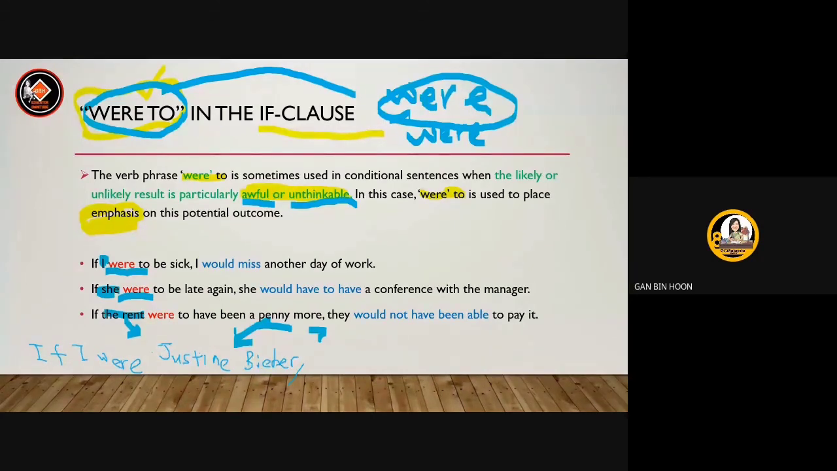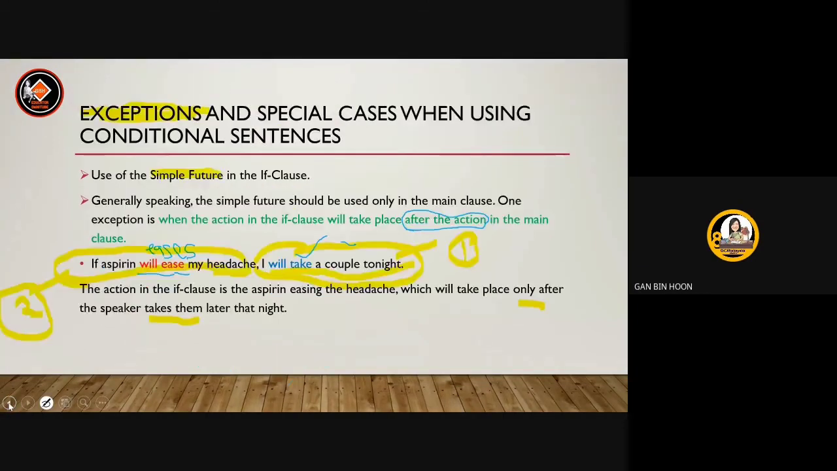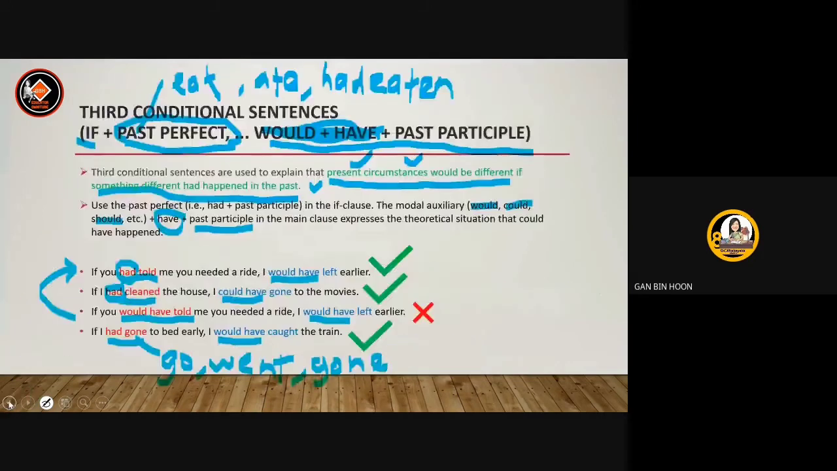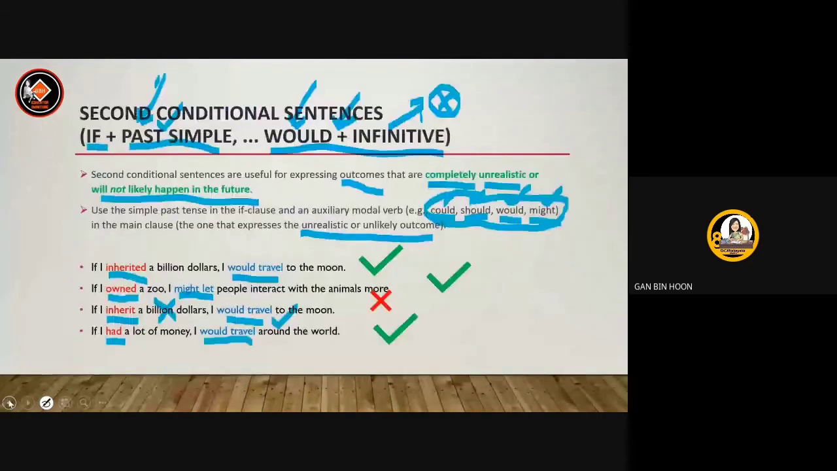Ataupun a famous Korean actor. If I were Justin Bieber, tak mungkin, right? Okay, so ayat kedua apa? Ayat kedua ada Teacher, what's the second sentence? Dah lupa. Okay, tengok apa? Second conditional tense. Okay. If campur past tense, campur would. Okay, kita nak tulis would.